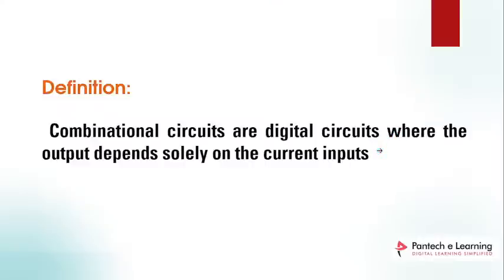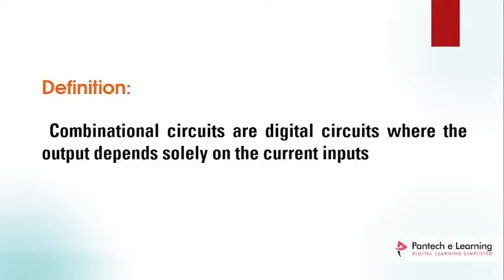A combinational circuit is a digital circuit where the output depends only on the current inputs. It is a fundamental concept of digital electronics. They differ from sequential circuits in that they don't have any past inputs, and it only depends on current inputs. This lack of memory elements means they react instantly to input changes.